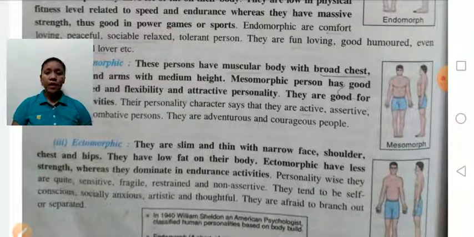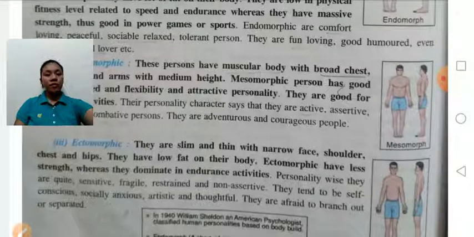Personality wise, they are quite sensitive, fragile, resistant and non-assertive. Means they want to live in their own worlds. They are quiet. They do not make friends easily with other persons. They tend to be self-conscious, socially anxious, artistic and thoughtful. They are afraid to branch out or separate. They want to live in their own world.